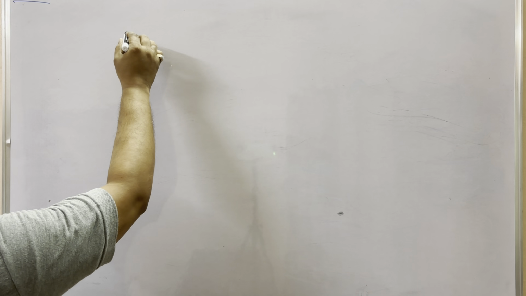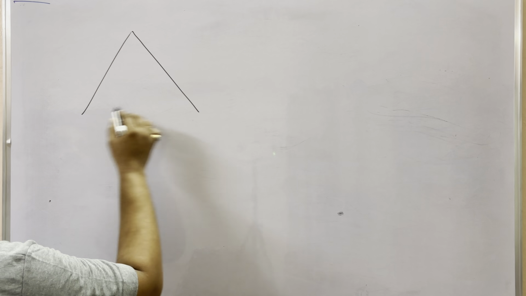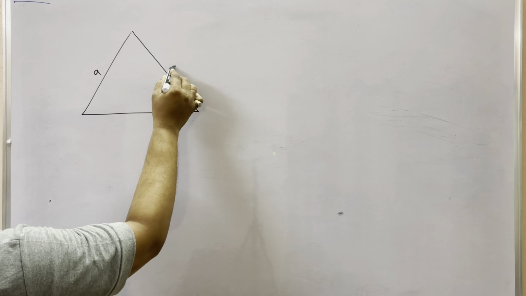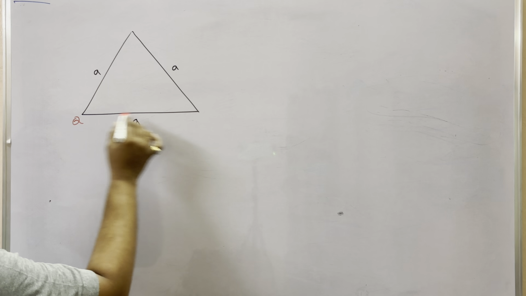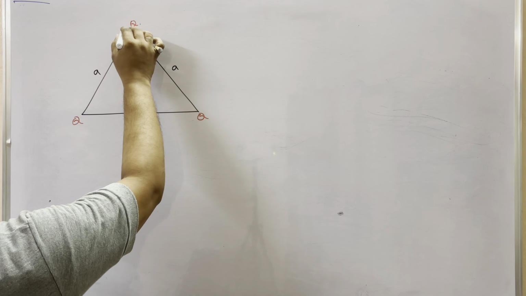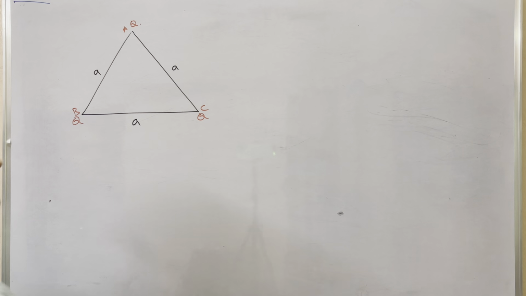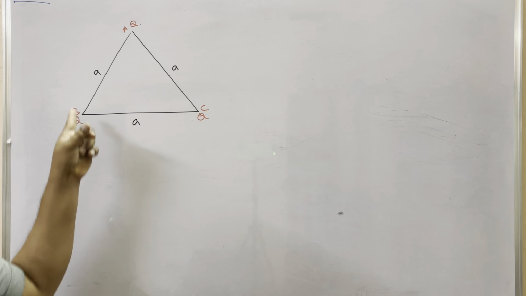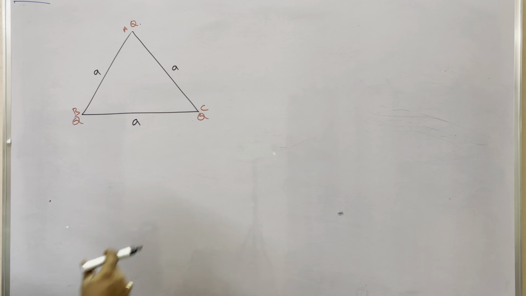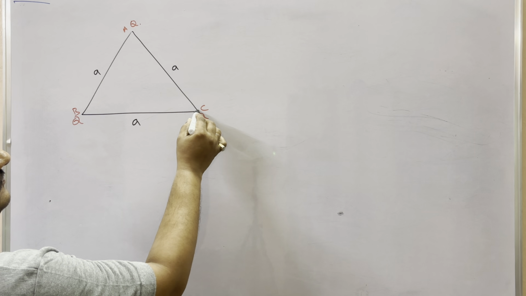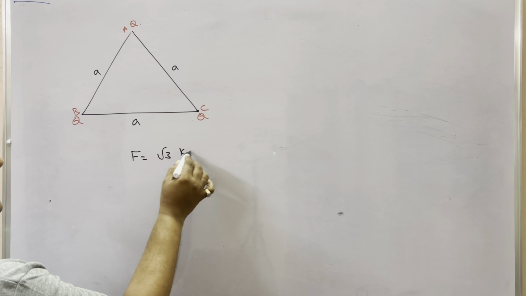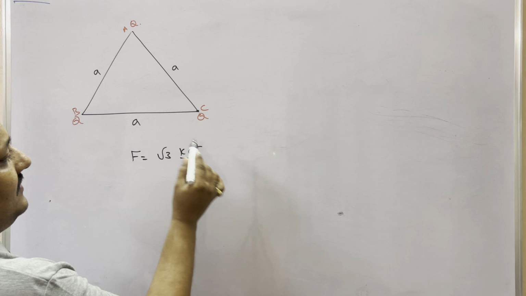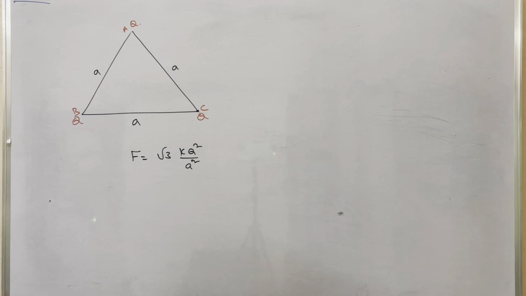Next, we already discussed this. This is an equilateral triangle. If you place three charges at three corners A, B, C, find the resultant force on any one of the charges, either C, A, or B. Did you remember the formula? What is the resultant force you got? F is equal to root 3 kq square by a square. Correct? Did you remember this equation?